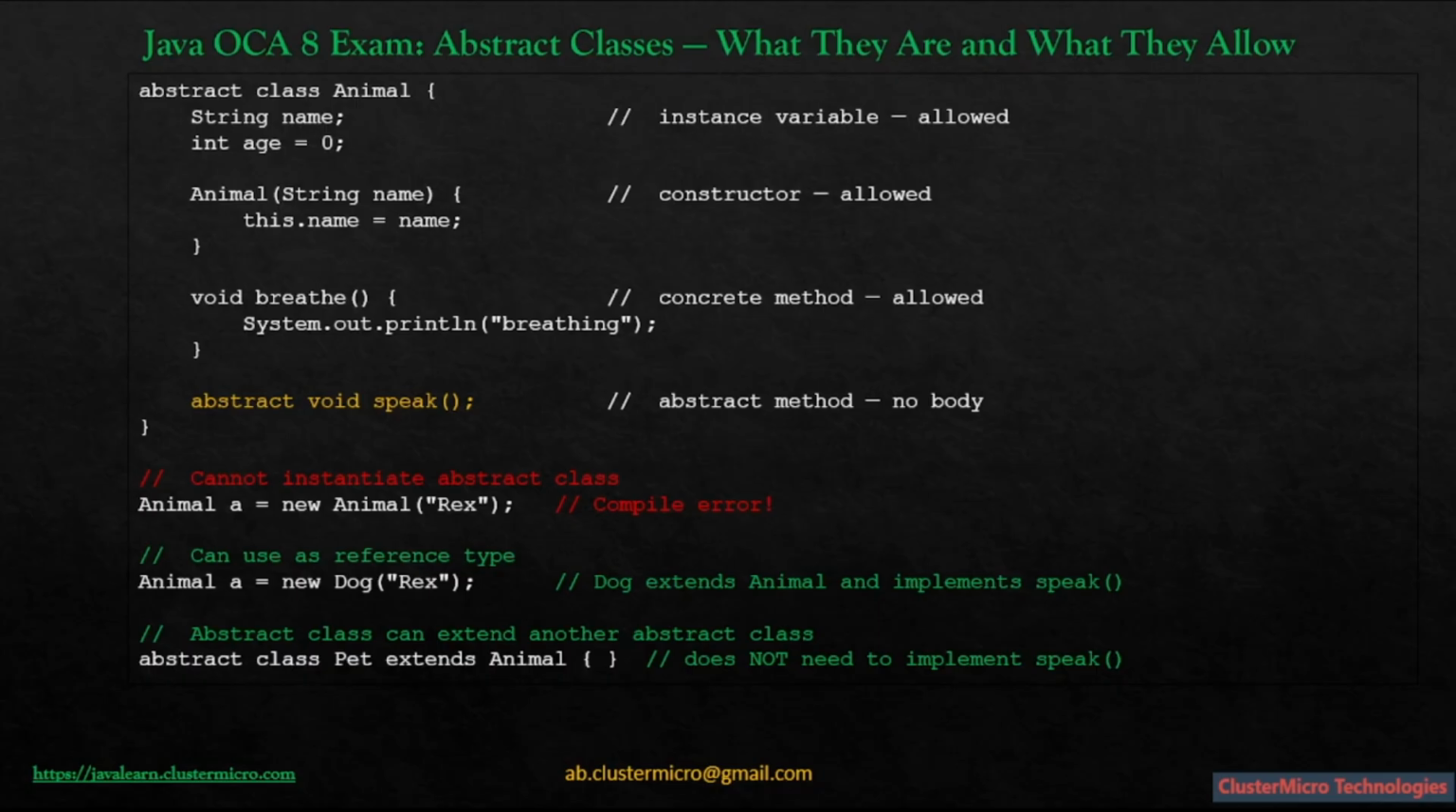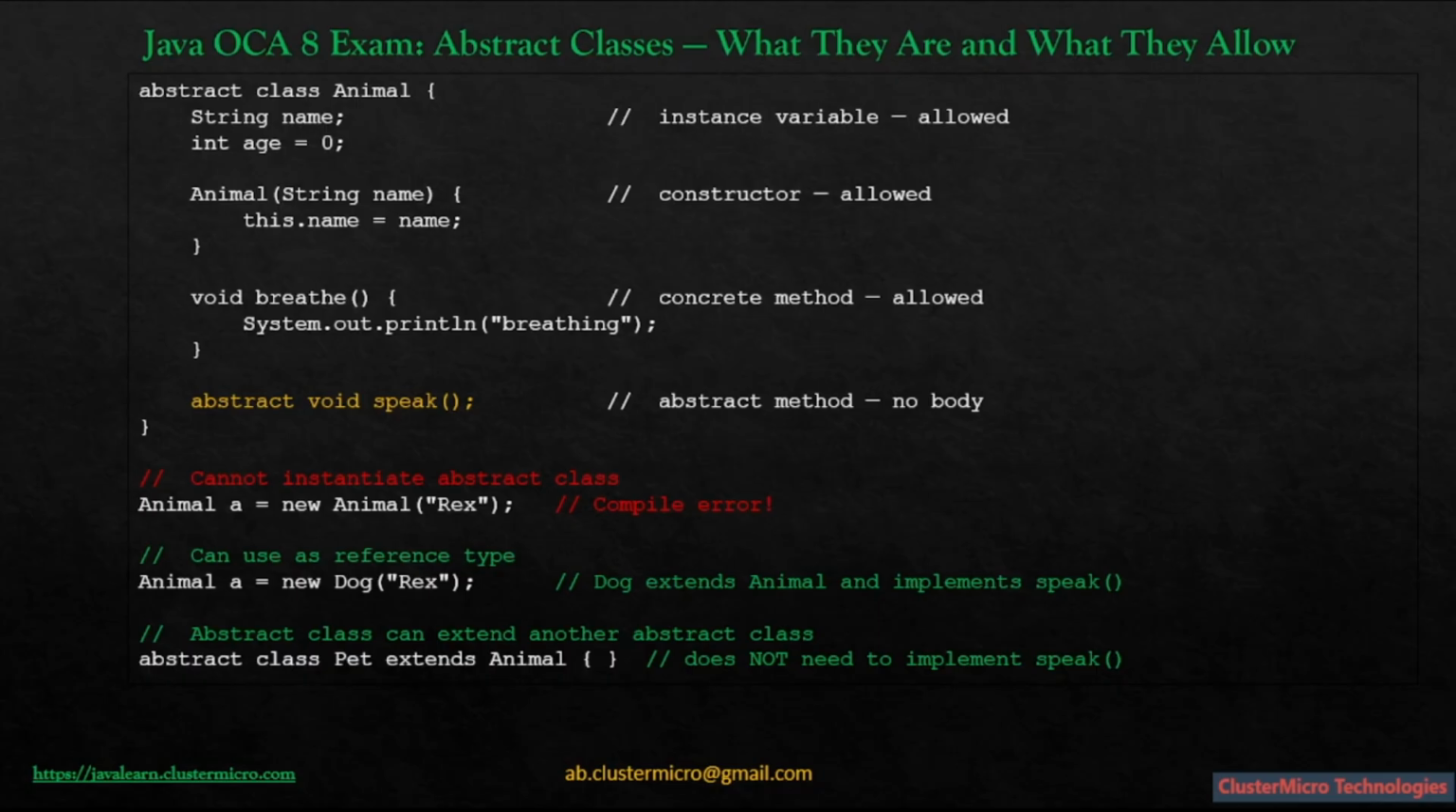They can have constructors, which are called by subclasses using super. They can also contain instance variables to store state. In addition, abstract classes may include fully implemented methods, known as concrete methods, which child classes automatically inherit. They can also declare abstract methods, which are methods without a body. These methods define behavior that subclasses must implement. The key restriction is that an abstract class cannot be instantiated.